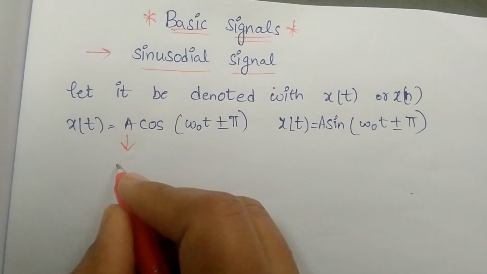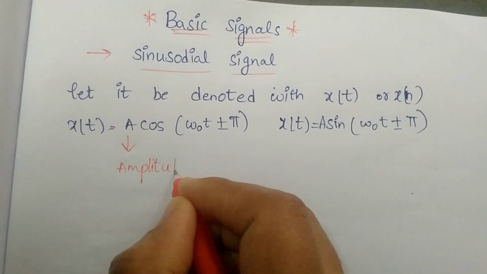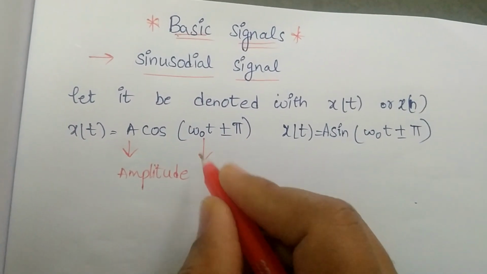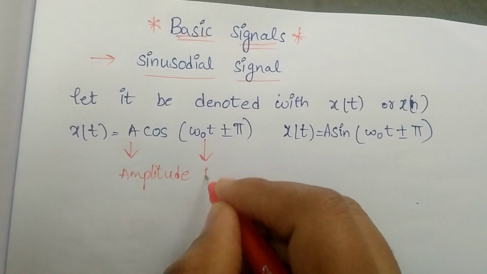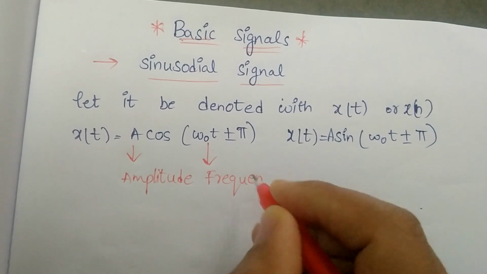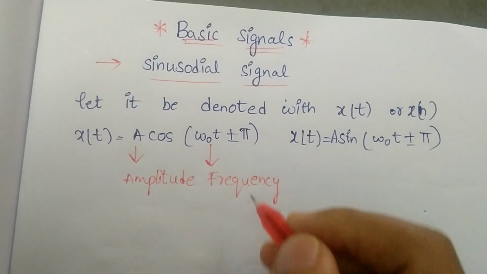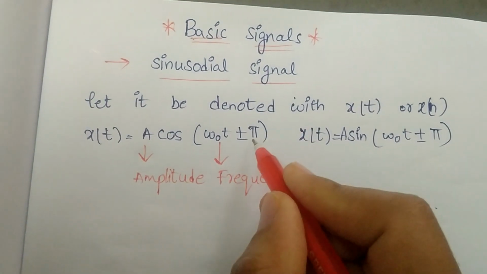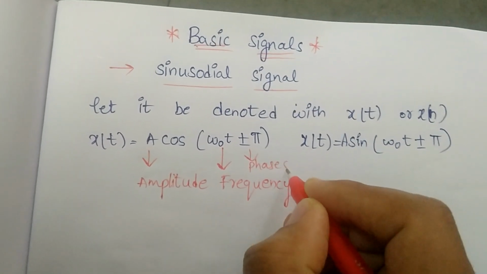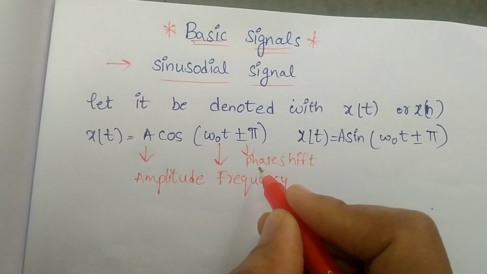A means amplitude, and omega naught means frequency, okay, and phi means phase shift. Phase shift may be positive or negative.